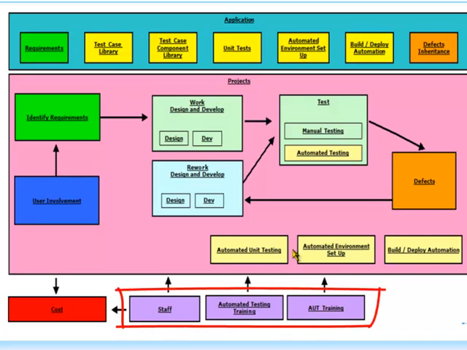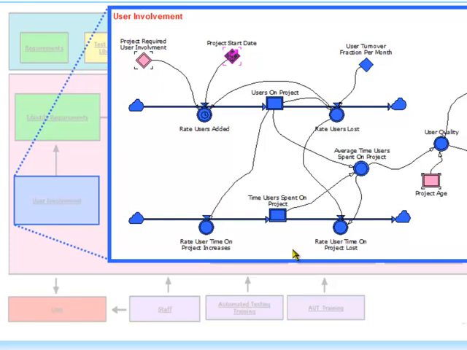Down below, we've got some representation of the resources, so staff numbers and skill levels, and then some specific training associated with different levels of automation, and then the cost elements. So sitting beneath each of those functional areas is a stock flow diagram.